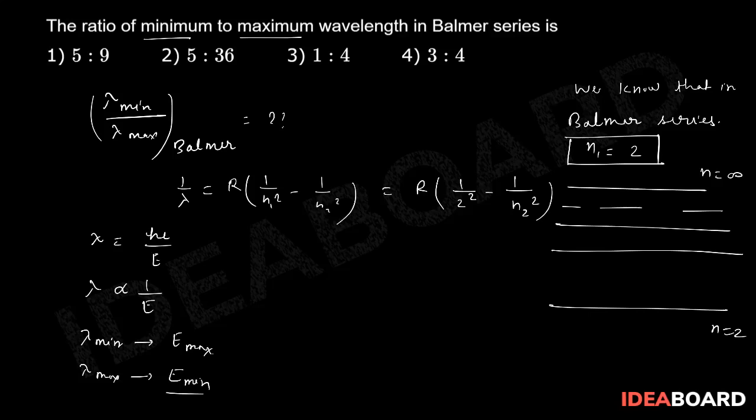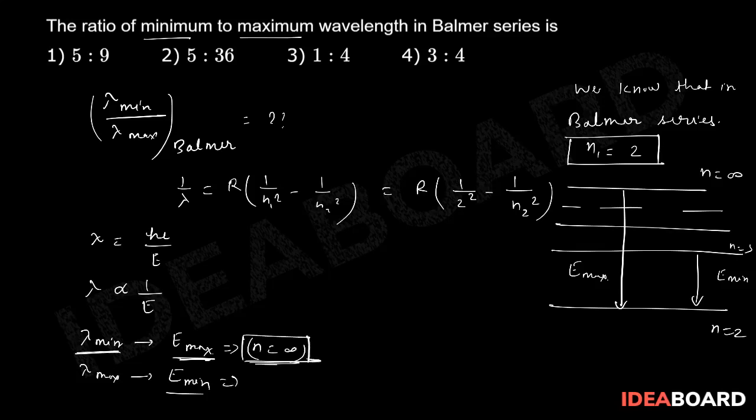Now you can clearly see, if you come from n equal to 3 to n equal to 2, this is the only possible case for E minimum, and the case for E maximum will be if you come from n equal to infinity to n equal to 2. So this is the case for E max. Once I got the logic of E max and E min, for lambda minimum I need to use E maximum. That shows I need to use n equal to infinity, and for lambda maximum, n2 has to be n equal to 3 only. Getting my point?